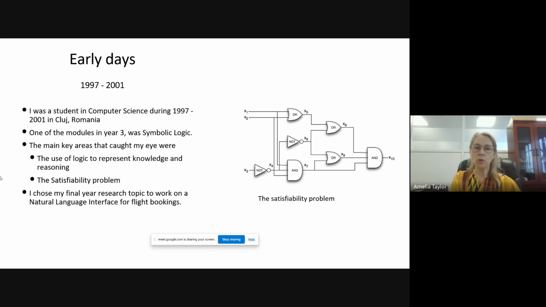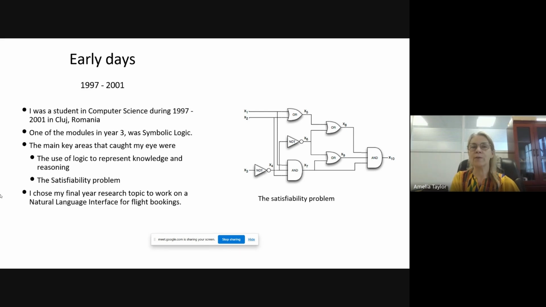So because I enjoyed that course and it stimulated my thinking, I chose as my final year project to work on a natural language interface. This was an interface for booking flights, and the idea was that the interface would be able to give useful answers to the person querying, so providing more information.